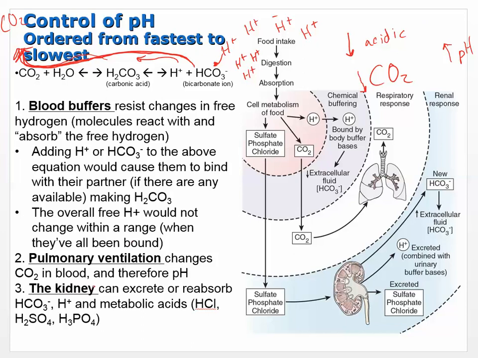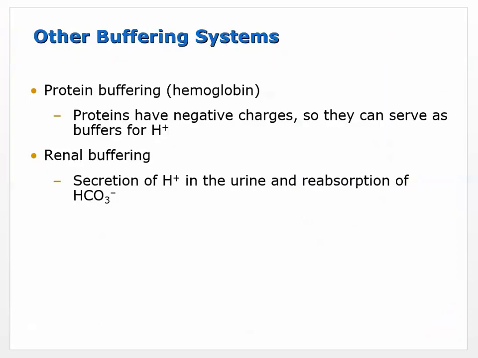Now the kidney's a little more straightforward. They can just excrete or reabsorb bicarbonate or hydrogen and other metabolic acids: hydrochloric acid, sulfuric acid, phosphoric acid. So the kidney can also control pH, but the blood buffer is the quickest, and this pulmonary ventilation is the one that we're going to spend a little more time on. So other buffering systems: hemoglobin, and proteins like albumin. Remember we mentioned that earlier.